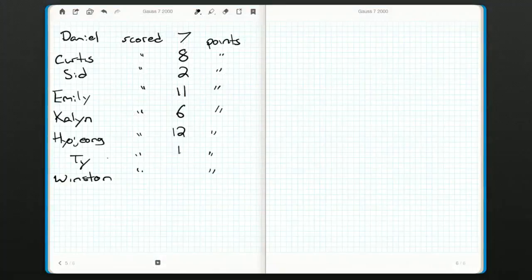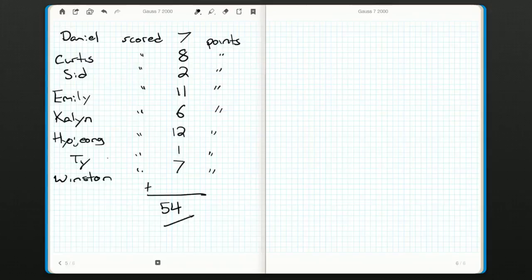6, 12, 1, 7. So, if we want the total number of points, we need to add them all up. And we can do this with a calculator if we want. So we grab ourselves a calculator. 7 plus 8 plus 2 plus 11 plus 6 plus 12 plus 1 plus 7. Just adding up this whole column. And I get 54 is my total.